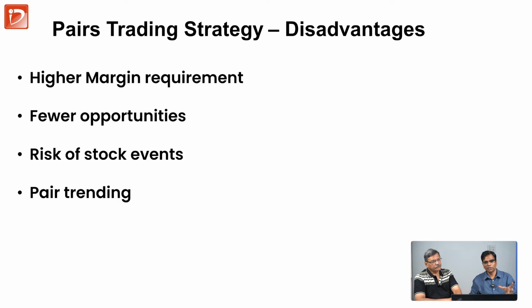And then there is a risk of stock events. So let's say we are doing a pair trading strategy. Suddenly some bad news comes in on one stock, not the other one. So that can have an effect on that stock. And if you're lucky, it might also go in your favor.